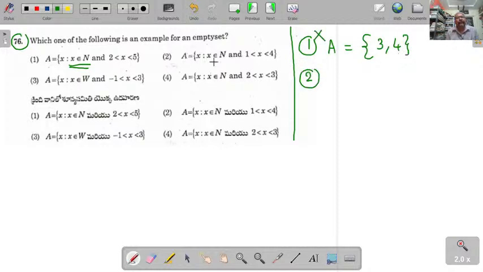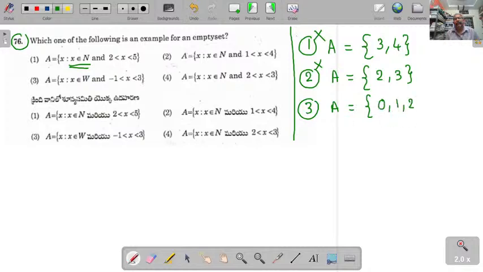Go to the second option. X such that x belongs to N and lies between 1 and 4. So what are the elements? You will get 2, 3. So it is not an empty set because it has 2 elements. Third option means x such that x is a whole number, and minus 1 less than x less than 3. So that means 0, 1, 2. So this is not an empty set.